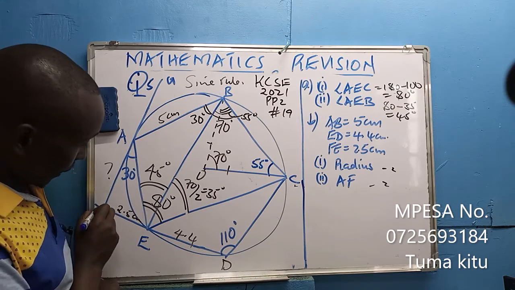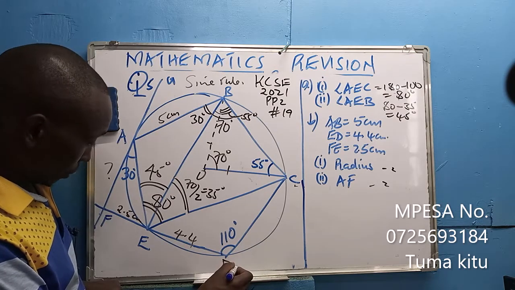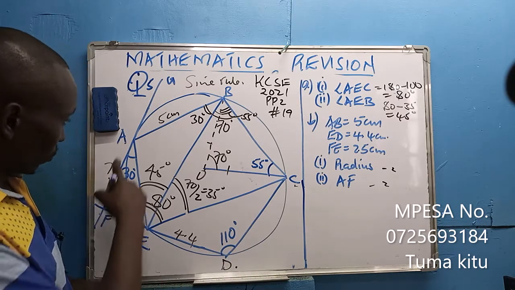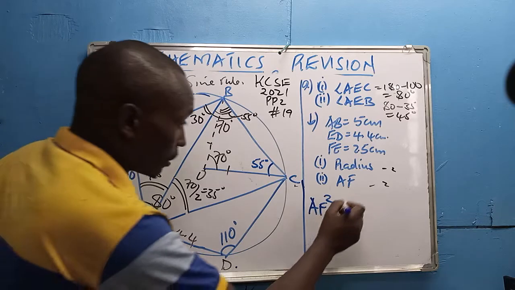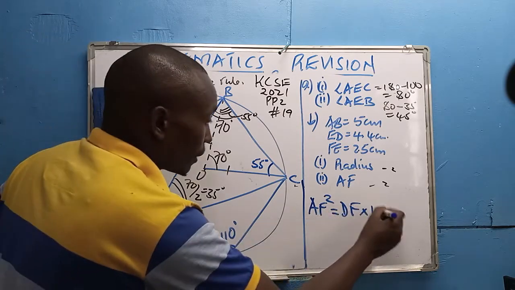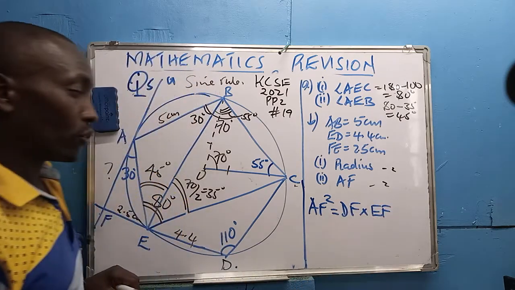And then there is a secant here, starting from F to D. So how do we go about that? Though I will explain later what I'm doing. AF squared is given by DF multiplied by EF. I will explain later what exactly I'm doing there.